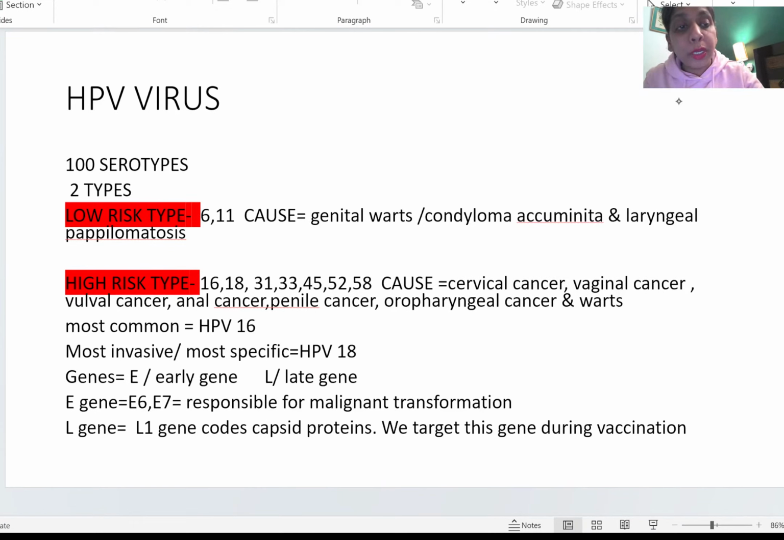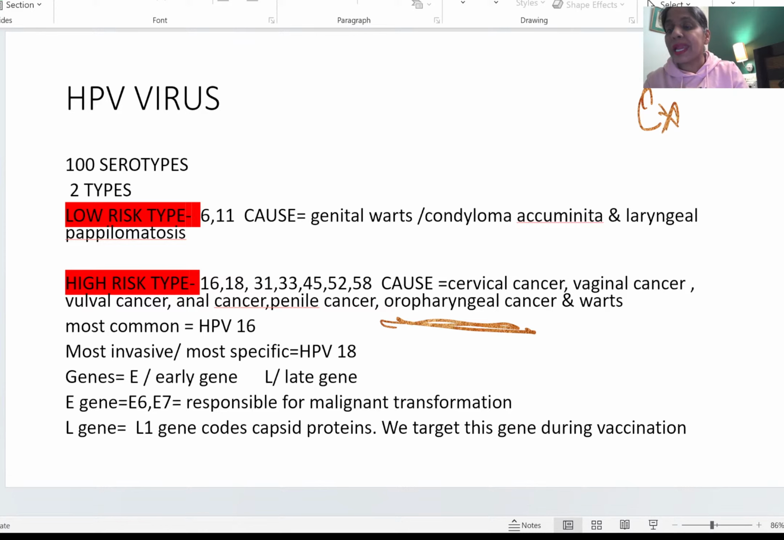Now you all know cervix cancer is caused by high risk types. Below the cervix is the vagina. They also cause vaginal cancer. Below the vagina is the vulva. They also cause vulval cancer. Then posterior to the vulva is the anus. They also cause anal cancer. Anteriorly there is the penis, so penile cancer. Other than that, they cause oropharyngeal cancer.